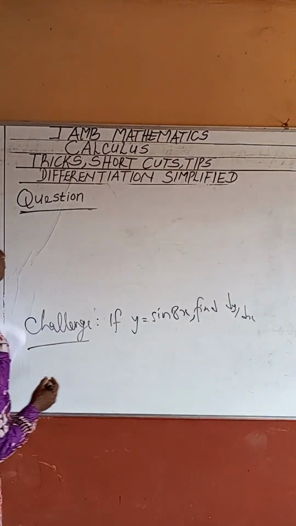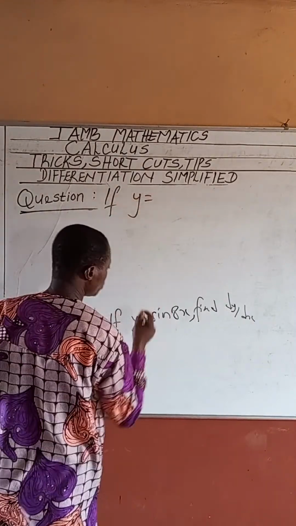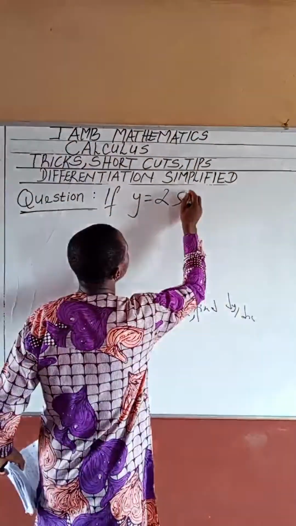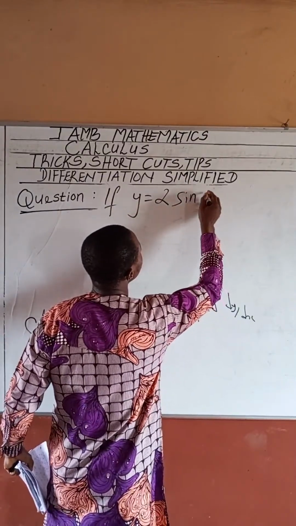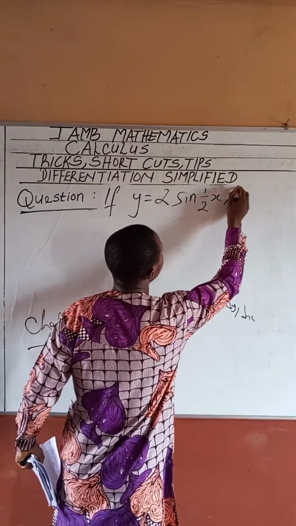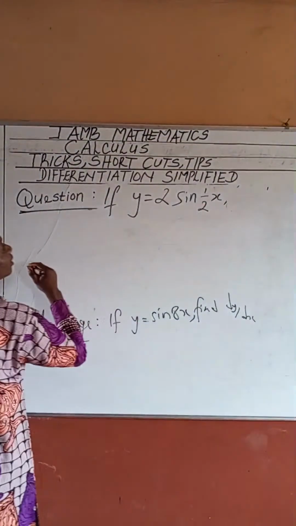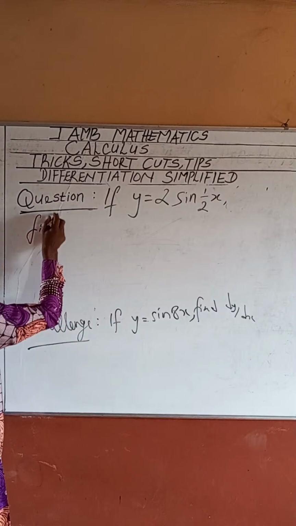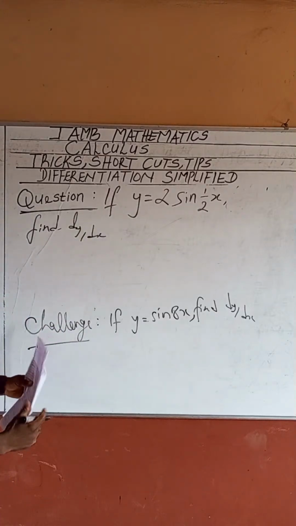Look at this particular one. I have: if y equals 2 sine 8x. Let's say, 2 sine half x. Find dy/dx. Sorry, let me bring it here. I'm skeptical about you seeing there. I don't know if you're going to see it. Find dy/dx. So what is dy/dx?